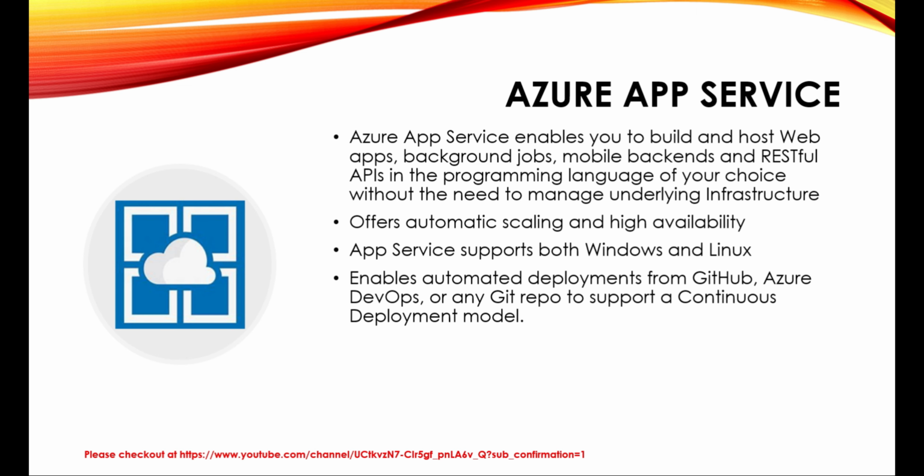App Service supports both Windows and Linux platforms. It enables automated deployments from GitHub, Azure DevOps, or any Git repo to support a continuous deployment model. You remember, from the DevOps perspective, you have a continuous integration model and a continuous deployment model. So here, App Service caters to the requirement of the continuous deployment model.